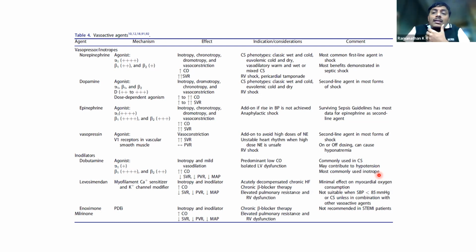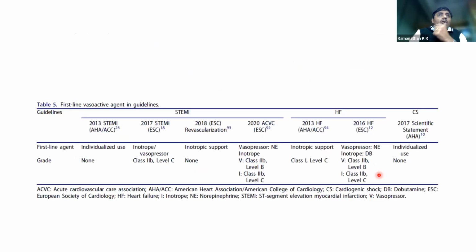So the important thing I need to bring forward is the fact that even though none of the RCTs have proven any superiority of any one inotrope agent over the other, the same thing holds good with societal guidelines as well. Essentially, if you look at the societal guidelines, none of them recommend a particular agent as the first line agent.